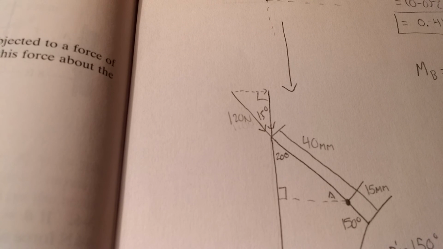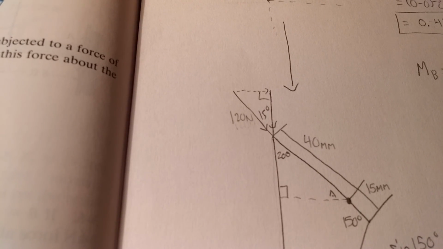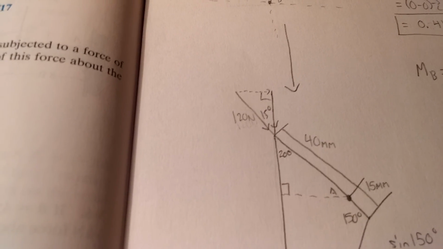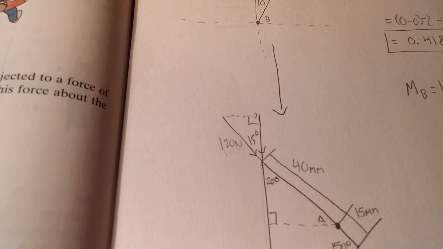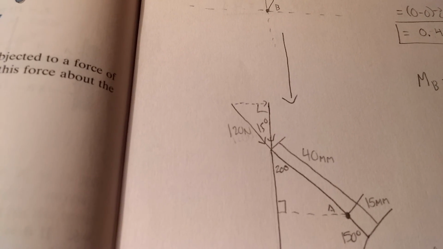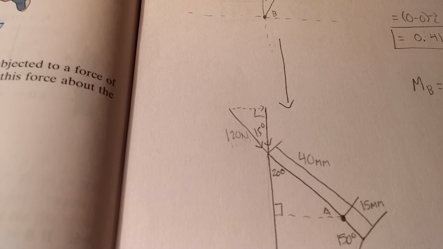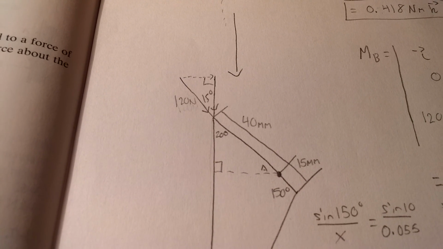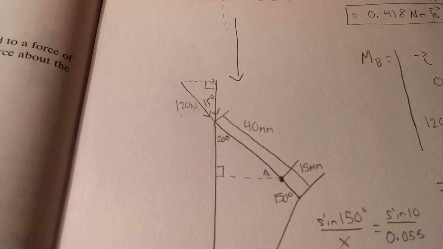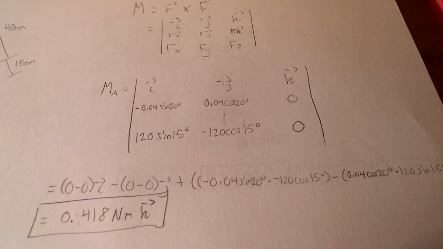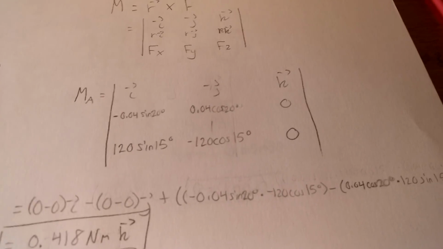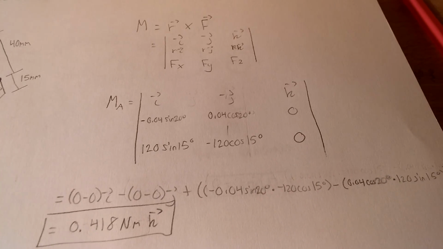Right and down means the x component is pointing in the positive direction, and the y component is pointing down. So we have 120 and then an angle; 120 is our hypotenuse. The x component would be 120 sine of 15. The y component, which is pointing down, is negative, so negative 120 cosine of 15. As I said before, there is no k component. So we have our 3 by 3 determinant, and we can start doing our cross product.